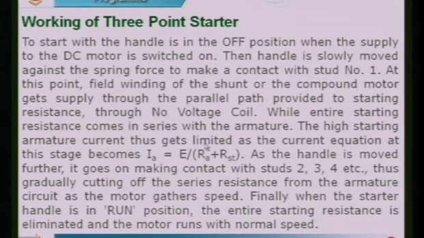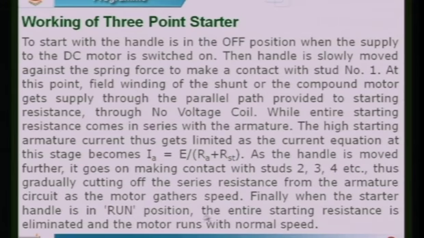While the entire starting resistance comes in series with the armature, the high starting armature current thus gets limited as per the current equation. Since you have included this RST in series, the current IA will be decreased, because current IA is inversely proportional to resistance. As the resistance increases, the current IA decreases. As the handle is moved further, it goes on making contact with 1 to 2, 2 to 3, 3 to 4 and 4 to 5 and then to run.